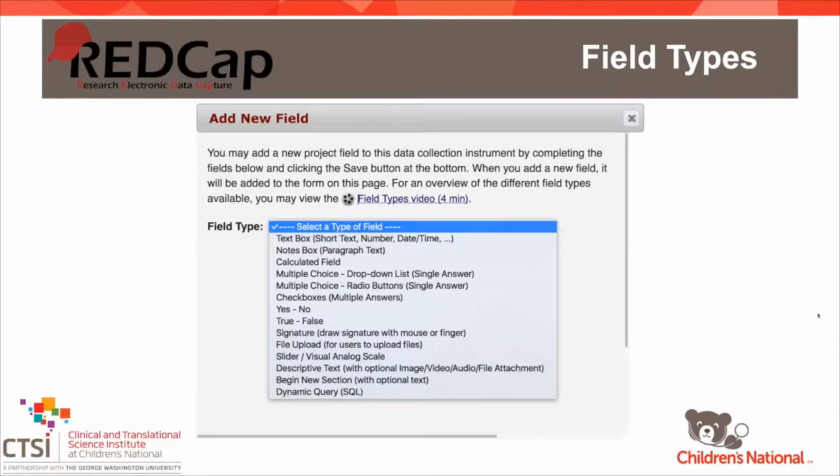This is a drag and drop menu builder to create a new project or a new instrument from the ground up. So you do this by just adding a field, and so you would say I want to add a new field, and then you would select your field type, and all the different field types are shown here. On the next slide I'm going to give you some examples of these.